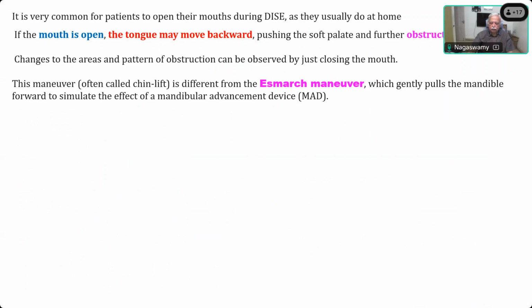Whereas in this S-mark maneuver, you hold it at the front. At the level of the lower incisors, you hold the whole bone and teeth and pull the mandible forward. Okay. So the chin lift maneuver is pushing the mandible from behind, whereas the S-mark maneuver is pulling the mandible from the front. That is the major difference between the two.